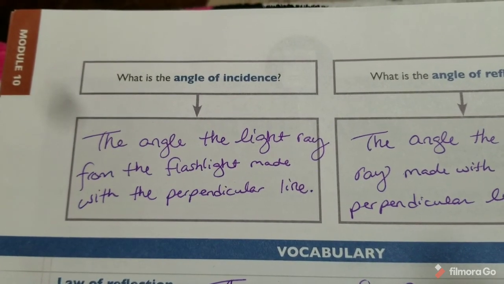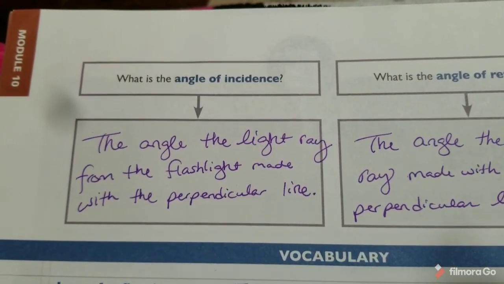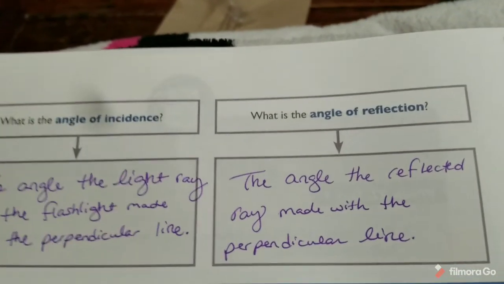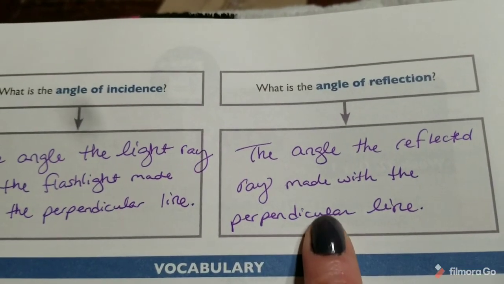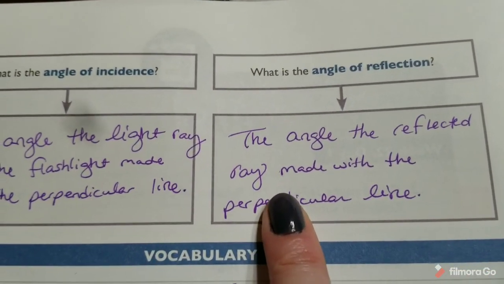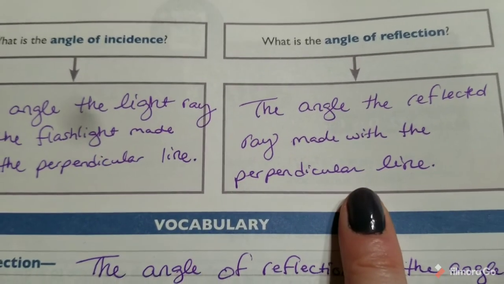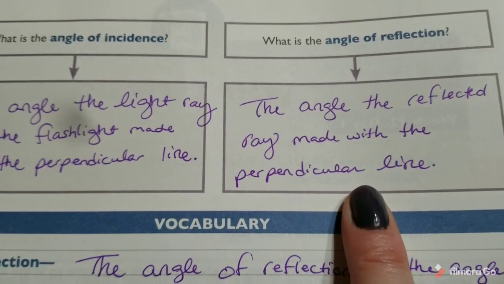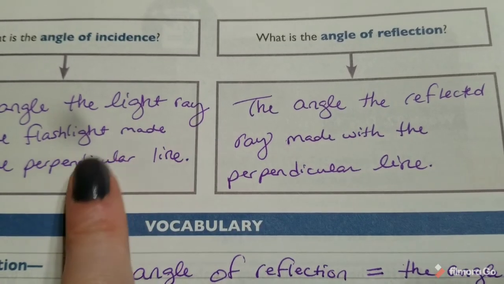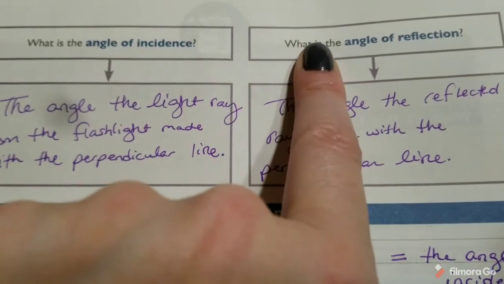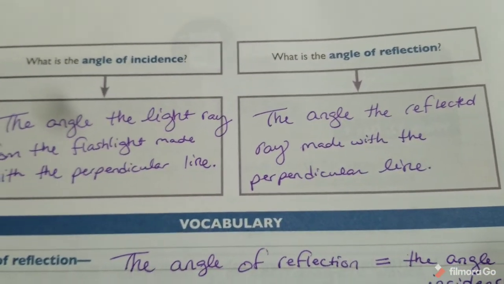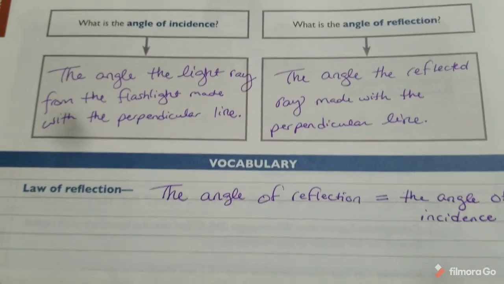the angle of the light ray from the flashlight made with a perpendicular line is the angle of incidence, and the angle of reflection was the angle the reflected ray made on the outside of the glass pan with a perpendicular line. And we will look more in depth at what these two definitions mean. So don't worry if that doesn't make sense to you right now. Okay, we will get there.